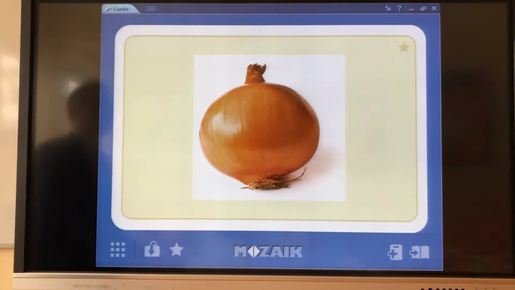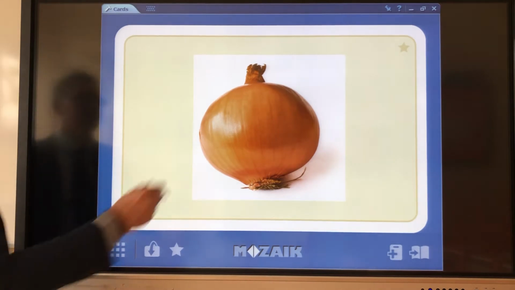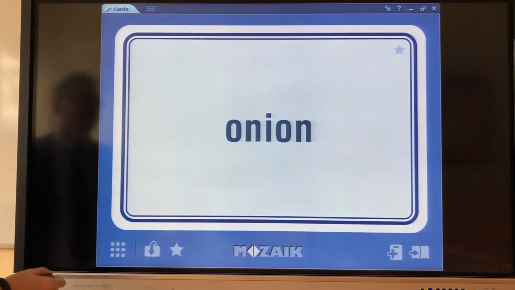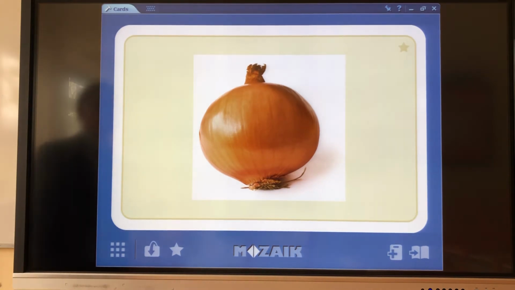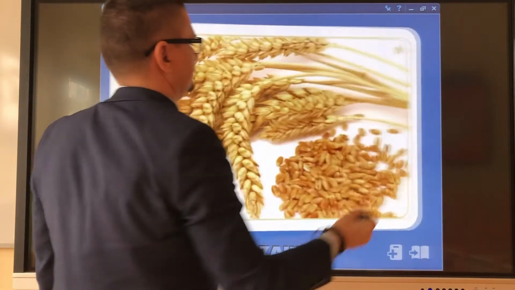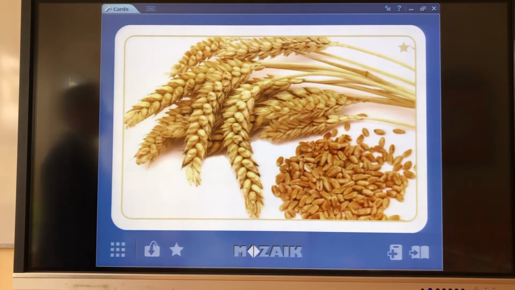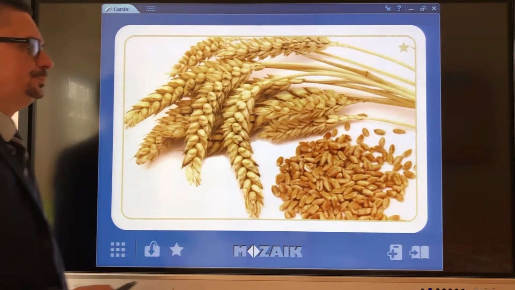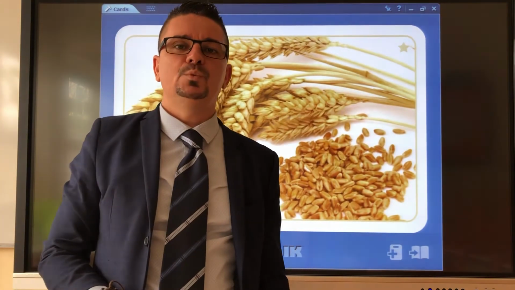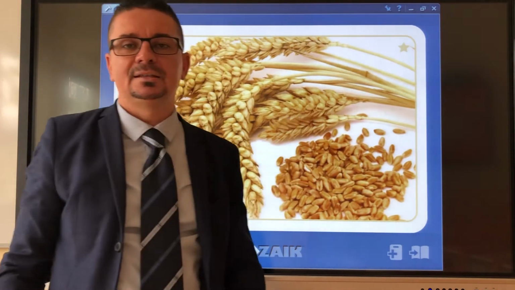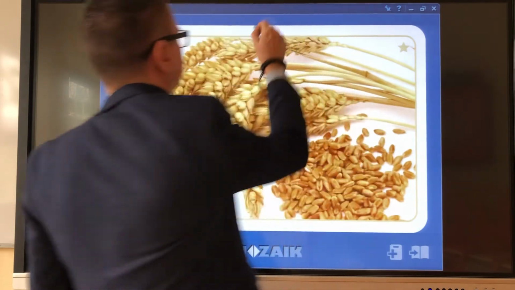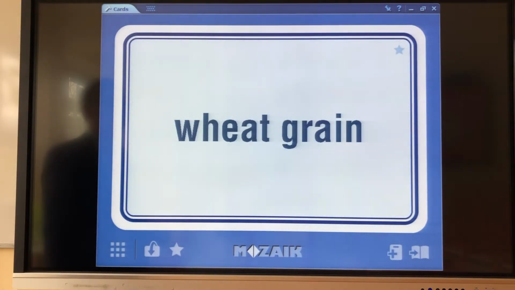Okay. Oh, what about this one? What do you call it? It's an onion, and it's the bulb, the underground stem which we eat. And look at these. Do you know the name? Wheat. Yeah, we make bread from flour which comes from the little seeds of wheat. Let's see the name. Wheat grain. The tiny pieces of seeds are the grains.